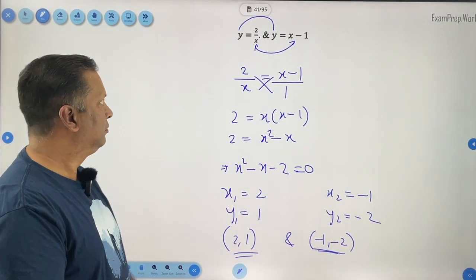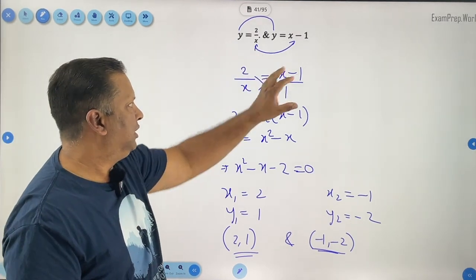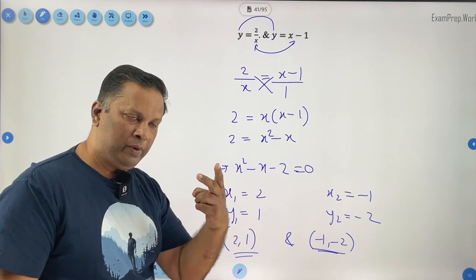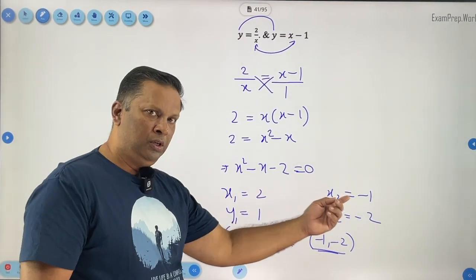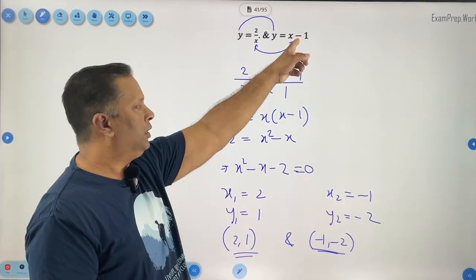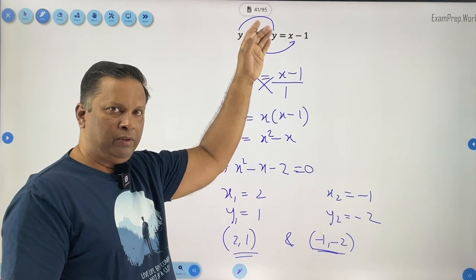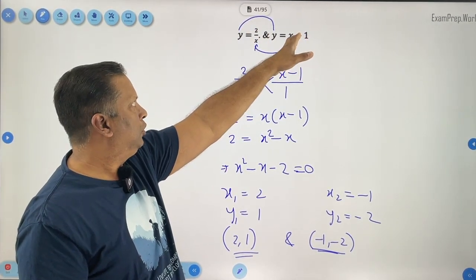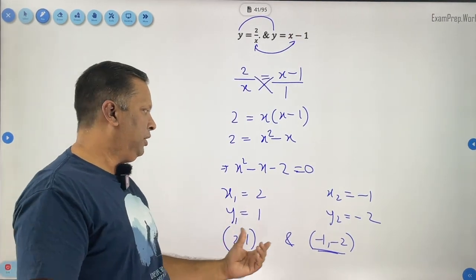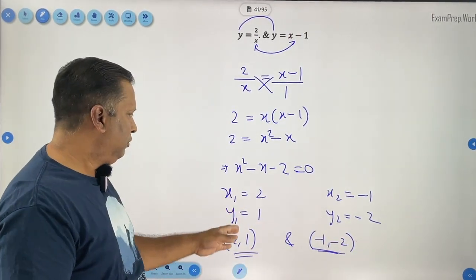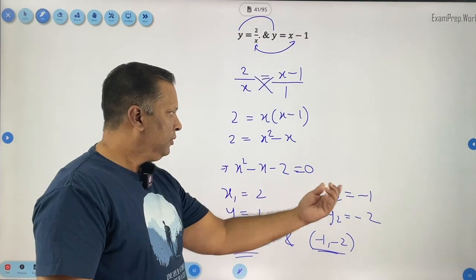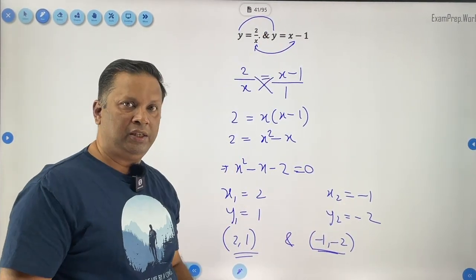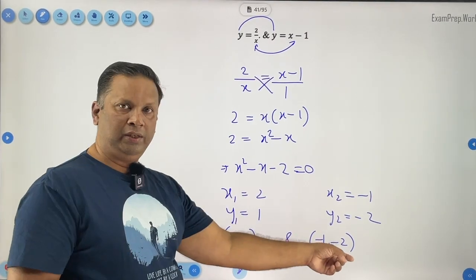Easy? What we did: I equated the right sides, cross multiplied, and I got a quadratic. I solved the quadratic, I got two x values, x1 and x2. I inputted those x values in this one. You could input here also, it will be the same thing. I inputted in this one, and once I put the value here, I got the respective y values. So (x1, y1) is the first point of intersection, (x2, y2) is the second point of intersection. So these two functions are intersecting at two different points.